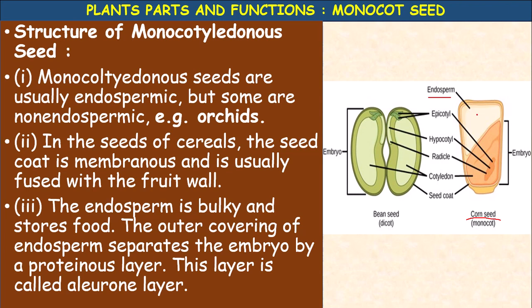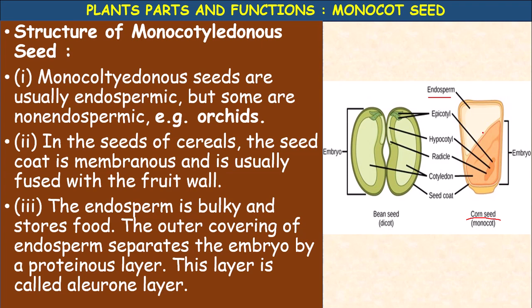The outer covering of endosperm separates the embryo by a proteinaceous layer. That's why pulses are proteinaceous. They are separated by a proteinaceous layer. This layer is called the aleurone layer. That's why these pulses are highly proteinaceous. So this is about the structure of monocotyledonous seeds.